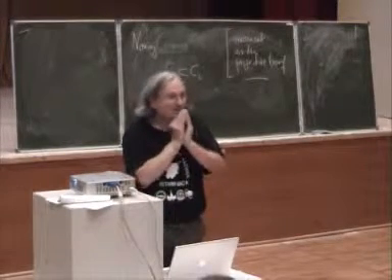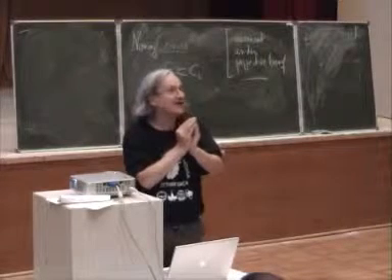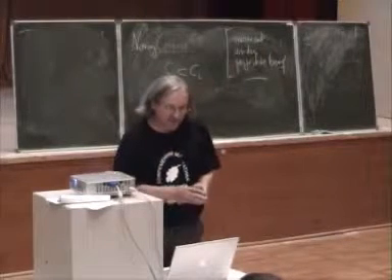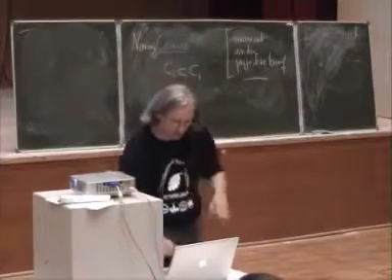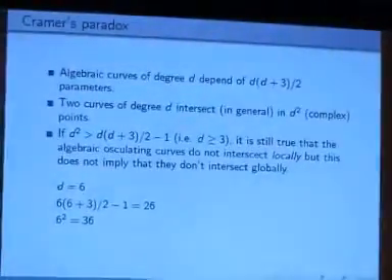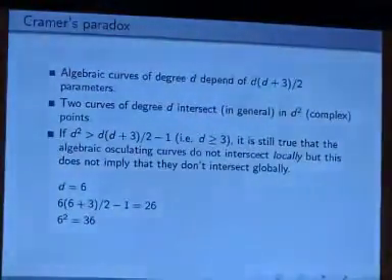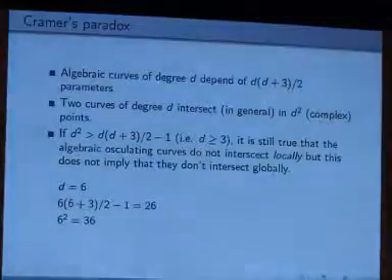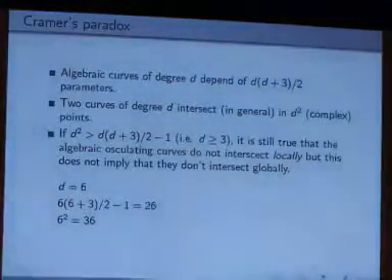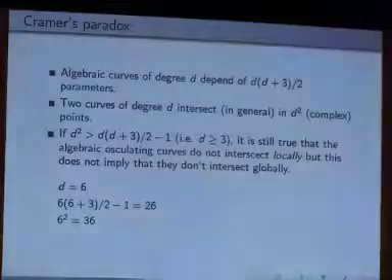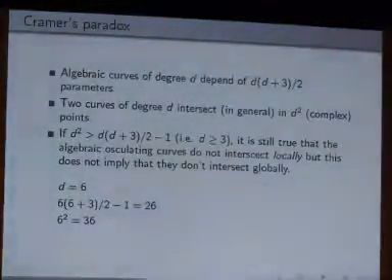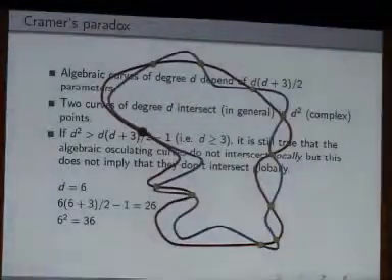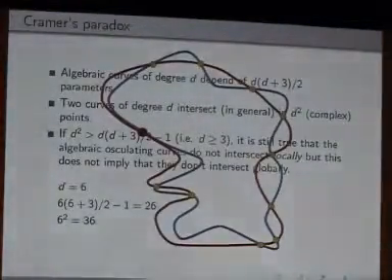But this local property is not enough to guarantee no intersection globally. Let me show you a picture. In the case d is equal to 6, the space of sextics depends on 26 parameters, and the intersection of two sextics is 36 points. So here's the picture you could have in mind.